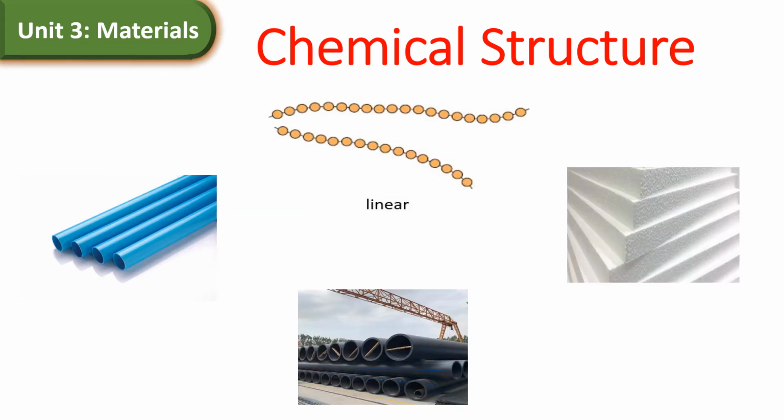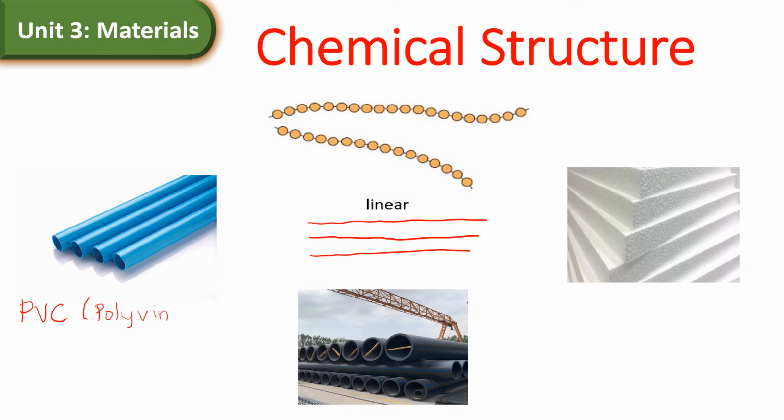Let's begin first with our first polymer structure, which is your linear. Linear, from the word itself, line. They are polymers in just one long chain, which is a straight line. What are our examples of your linear polymers? Number one, we have your PVC or polyvinyl chloride.